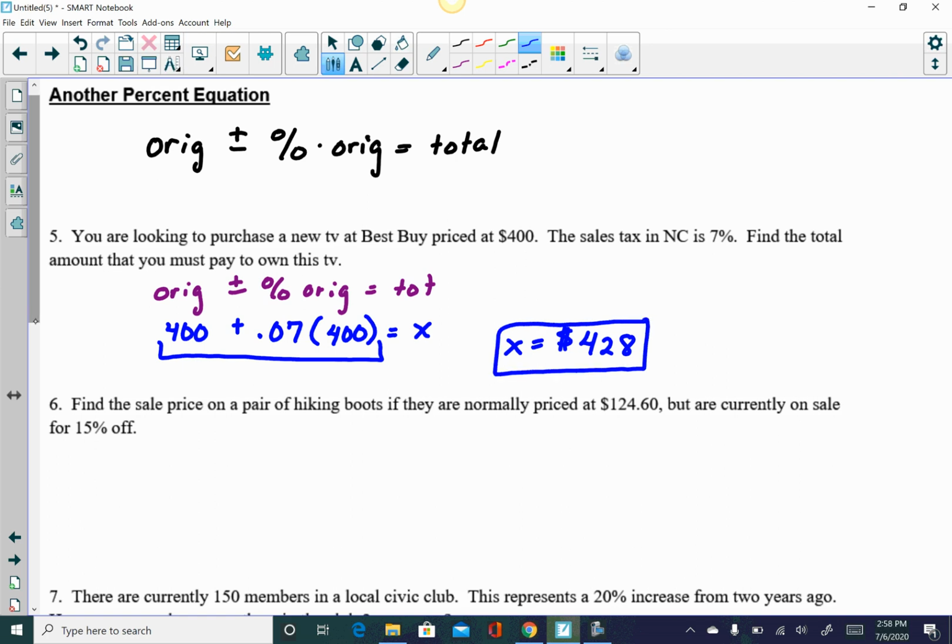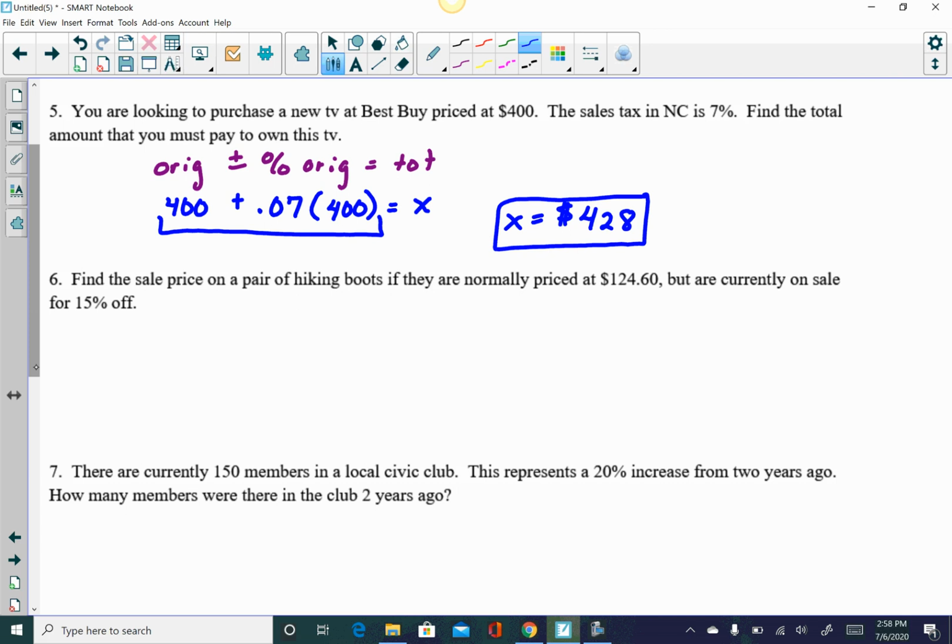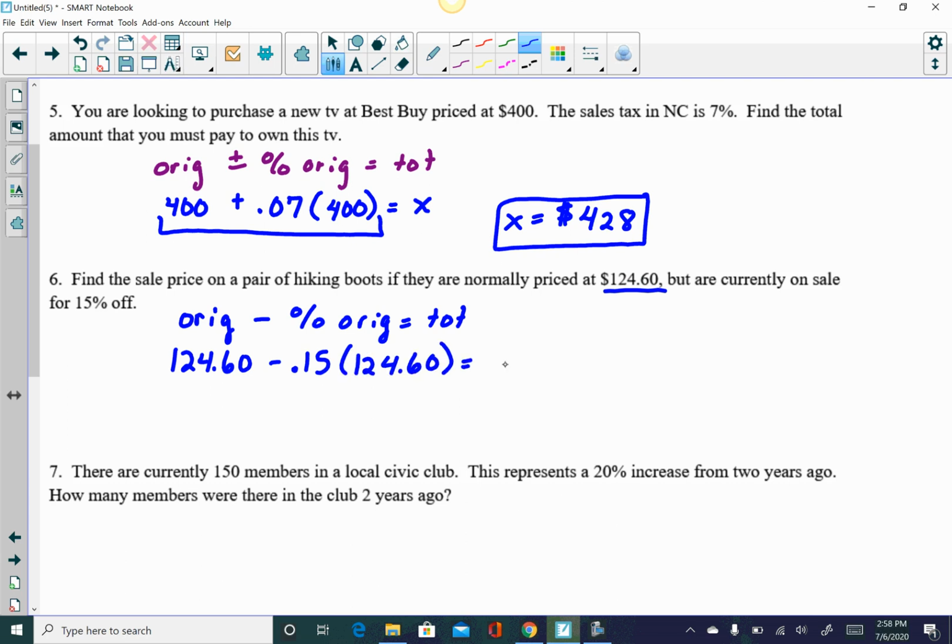Okay, let's look at number 6. Find the sale price on a pair of hiking boots if they're normally priced at $124.60, but are currently on sale for 15% off. So you've got your original price. They are taking a discount, so we're going to put a minus sign here. Percent times original equals our total. And we know that they're normally priced at $124.60, so that's what I'm going to put here in this original price. 15% off, so put that in as a decimal, 0.15 times $124.60 equals your total.